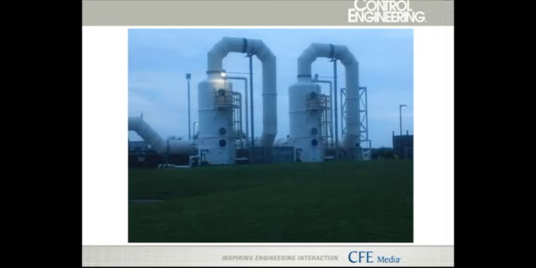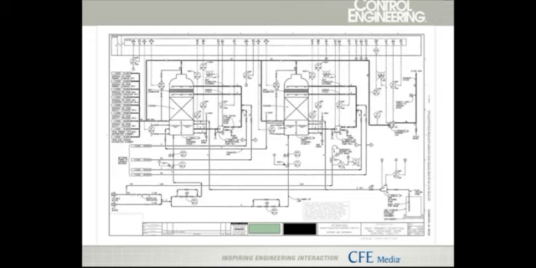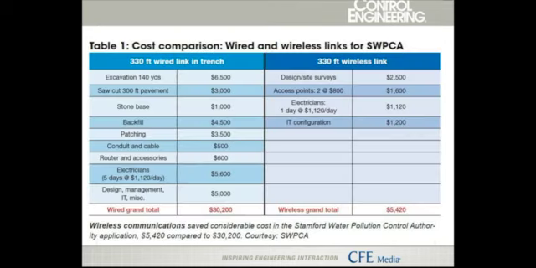This is a picture of the odor control system. It was actually designed as a two-stage. We converted it over to a single stage. It works very well. The neighbors are very happy. For process wonks, this is the P&ID drawing for the primary odor control system.